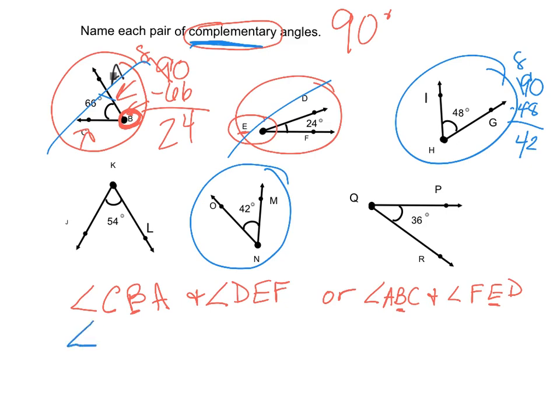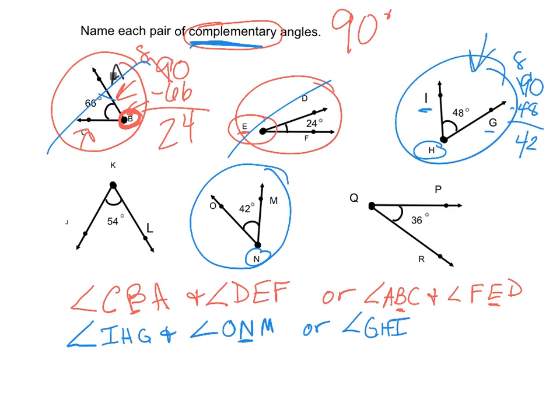So start with my angle symbol because I'm naming an angle. H is my vertex, so I have to make sure it's in the middle. IHG and angle ONM, making sure N is in the middle because it's my vertex. Or angle GHI, that's this one here, it's the same one, and angle MNO. You don't have to write them both ways. I'm just letting you know you can write it either way. I only need one or the other, but I do need the angle symbol and I do need the letters with a vertex in the middle.